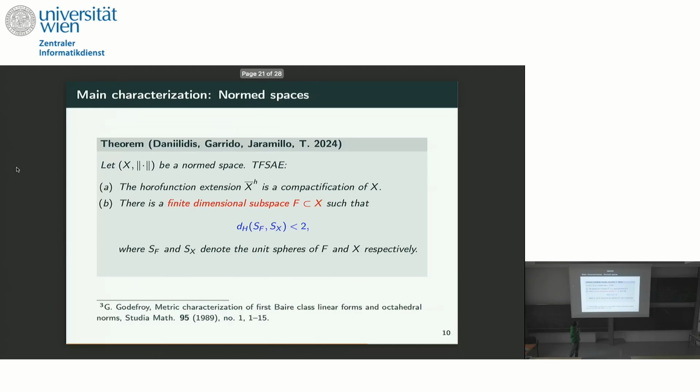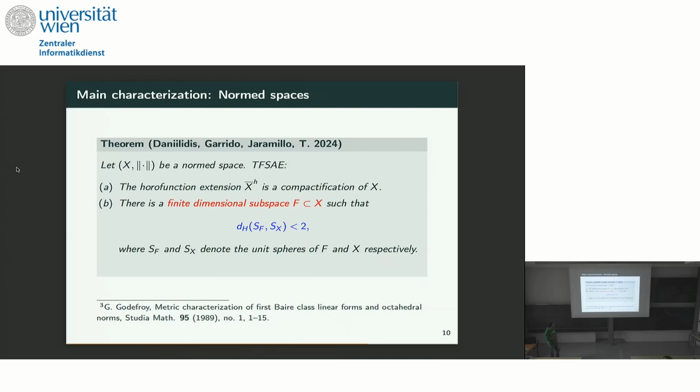And we can rewrite everything for Banach spaces. So let X be a normed space. Its Horofunction extension is a compactification if and only if there is a finite dimensional subspace such that the Hausdorff distance of the sphere of this finite dimensional space towards the full sphere is strictly lower than 2. Which canonical space does not satisfy this? Little l1, right? Because e_n and e_m are always at distance 2, and we can send one of the indices to infinity.